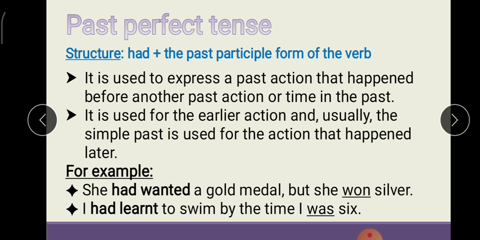Let's see an example. She had wanted a gold medal but she won silver. In this example, the first one is she had wanted. This is the past perfect tense and the second verb which we have is won, which we have written in the simple past tense. I had learned to swim by the time I was 6. Now had learned is a past perfect as the action has been completed and was is a simple past tense.